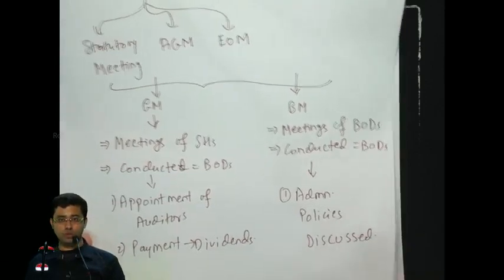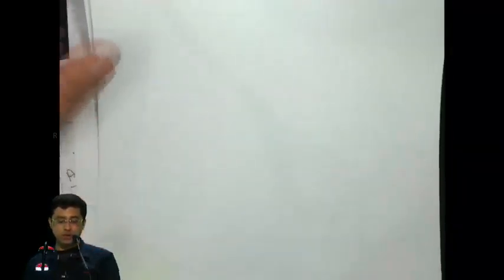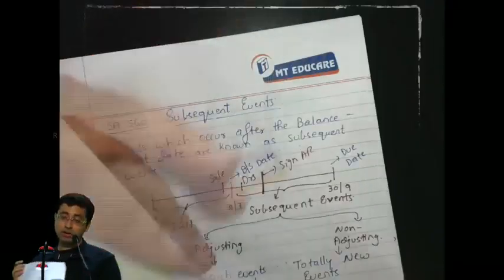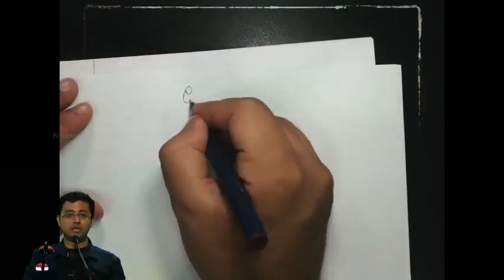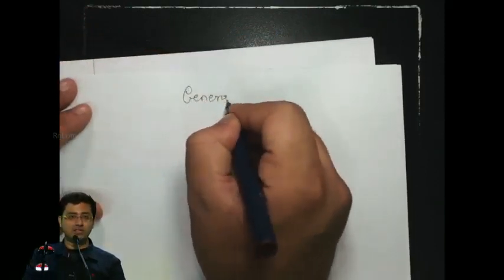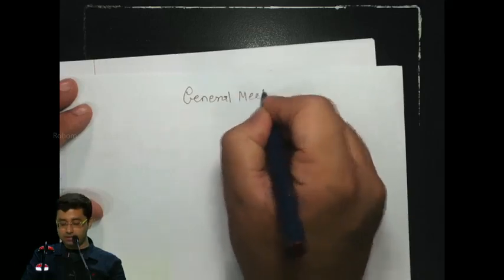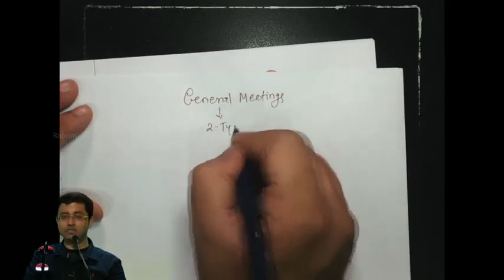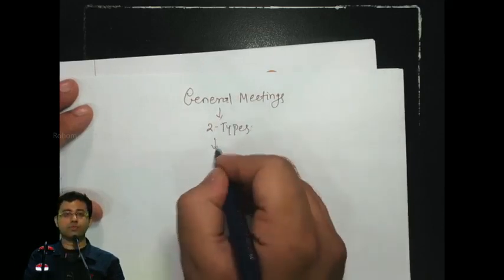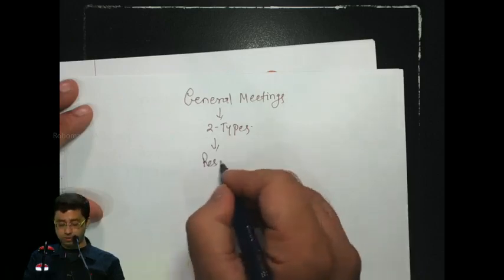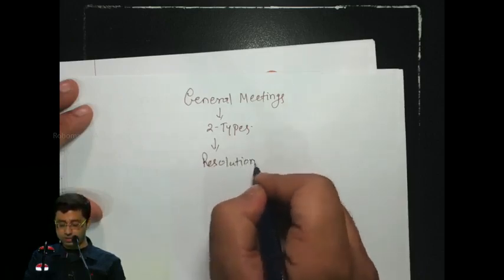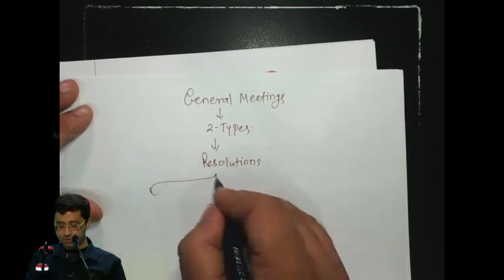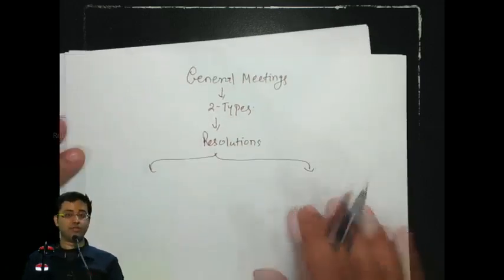So coming to one more point, let me speak on resolution. In the Companies Act, when you are passing a resolution in general meetings, you can pass two types of resolutions. These resolutions can be classified into two different categories based on the business which you are transacting.